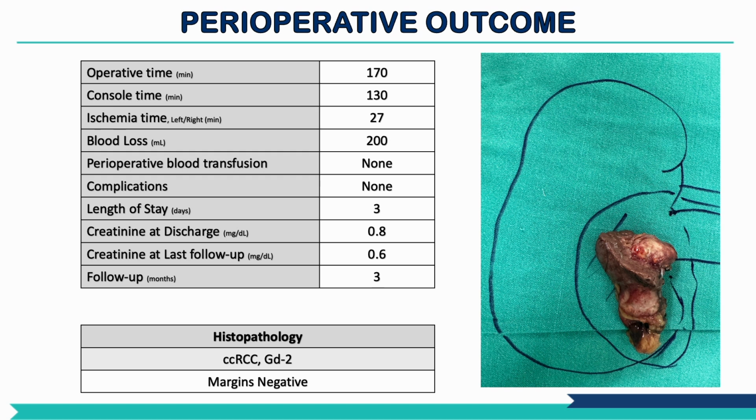Coming to the results, the total operative time was 170 minutes, with a console time of 130 minutes, with warm ischemia time of 27 minutes. The estimated blood loss was 200 milliliters. She was discharged on the third postoperative day, following an uneventful recovery. Creatinine levels at discharge were 0.8 mg per deciliter, remaining stable at 0.6 during the follow-up. Final histopathology determined clear cell renal cell carcinoma, Fuhrman grade 2.